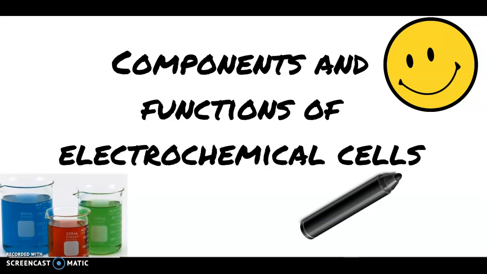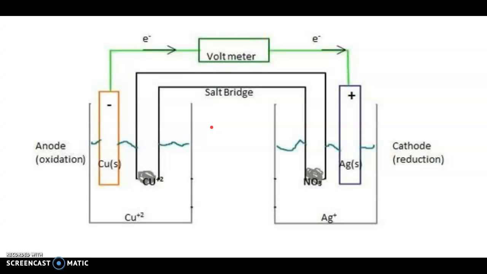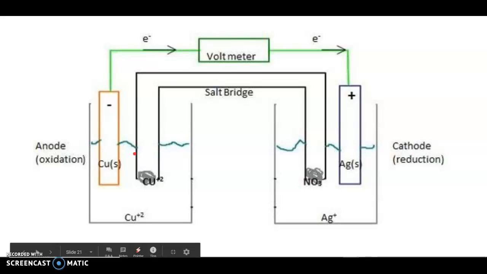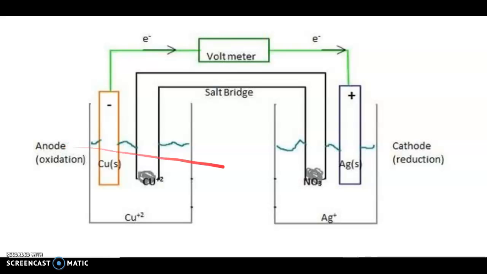Hello everyone. Today I'm going to be talking about the components and functions of electrochemical cells. So, an electrochemical cell is where chemical energy is transformed into electrical energy. As you can see, there are two electrodes. Each electrode has a half reaction. One is an oxidation reaction, which happens at the anode, and the other is a reduction reaction at the cathode.